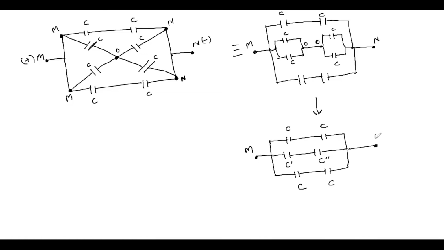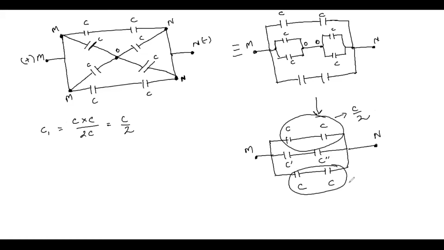Now these two capacitors are in series. Let's say C1 is the equivalent capacitance for this first, upper branch. So it will be C multiplied by C divided by 2C, which is C by 2. So the equivalent capacitance of these two capacitors is C by 2. Similarly, the equivalent capacitance of these two capacitors will also be C by 2. Let's say it is C3. So for this branch the equivalent capacitance is C3 and this one is C1.